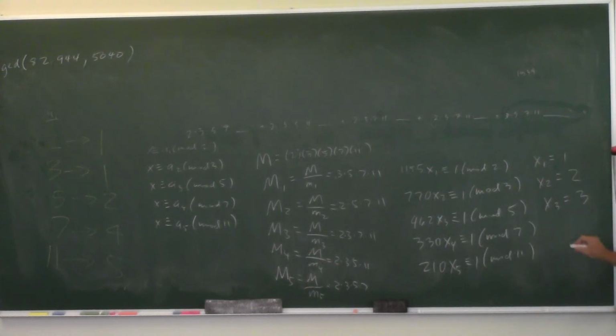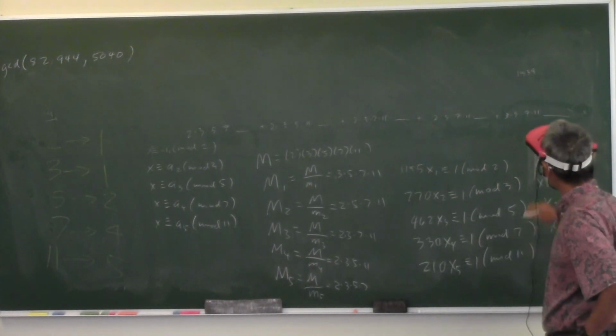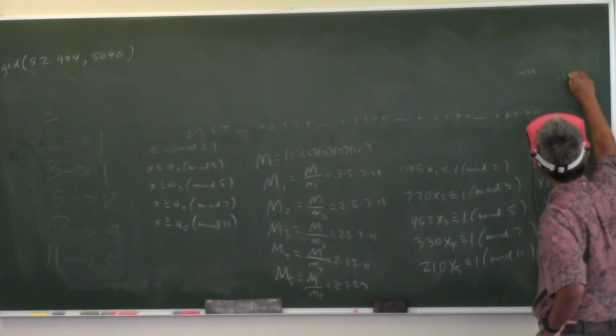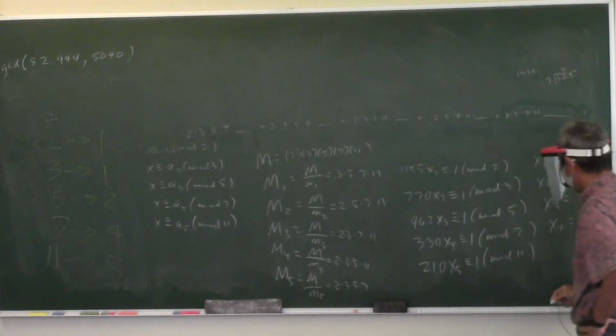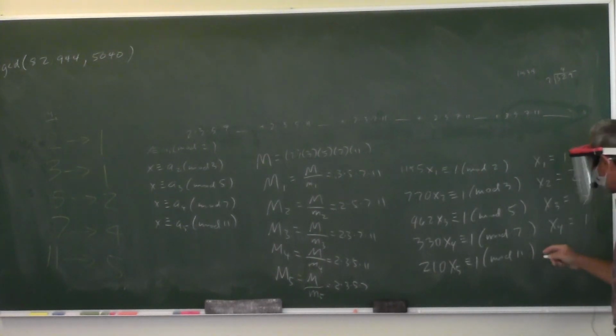Okay, x4, could it be 1? Is 329 divisible by 7? There's a divisibility test. It is 1. So is 329 divisible by 7? Yeah, it is. Hey, good. The smaller the numbers, the better.